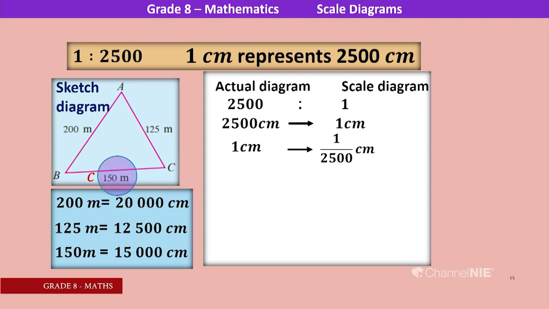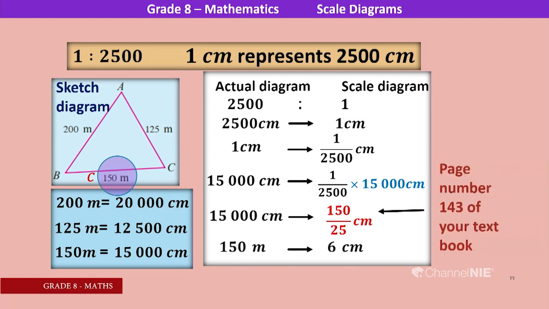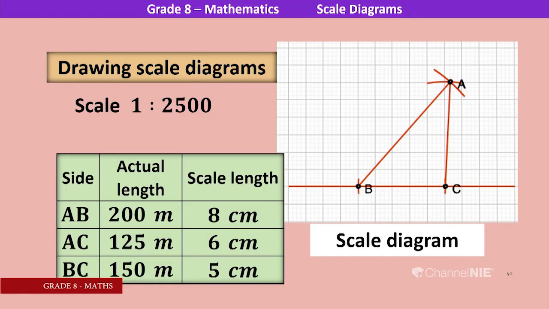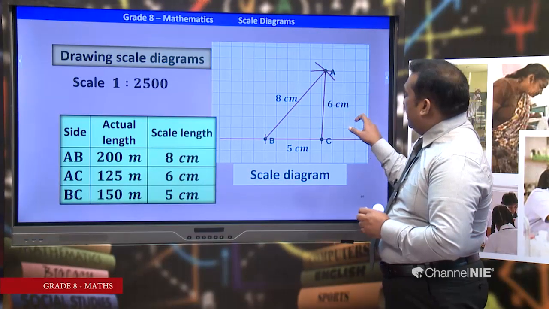Now we want to find out the scale length of BC. Scale length of BC. Same step. This fraction multiplied by 15,000 centimeter. Now you have page number 143, 6 centimeter. Okay. Now according to the given actual lengths, we completed the scale diagram as 8 centimeter, 6 centimeter and 5 centimeter. Then this is the scale diagram.